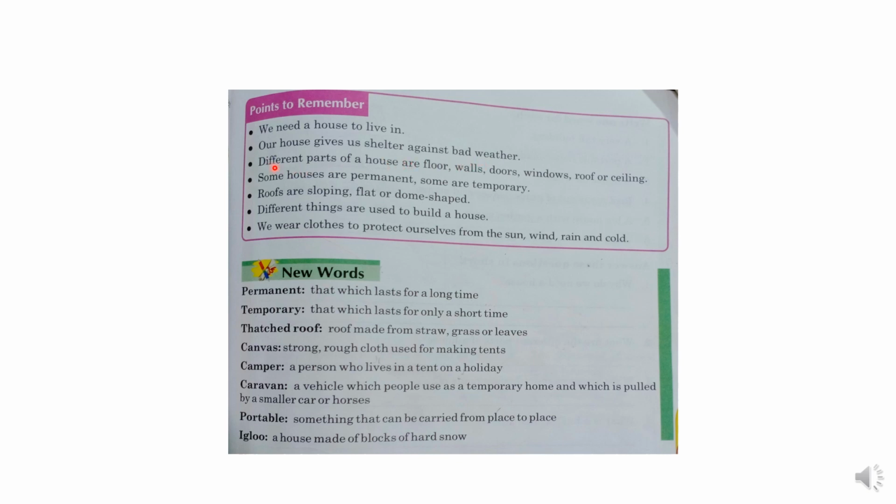Different parts of a house are, as we have discussed in this chapter, floor, walls, doors, windows, roof or ceiling. Some houses are permanent, some are temporary. We discussed permanent houses like skyscrapers, huts and bungalows. These were permanent houses and they last for many years, and we don't have to worry about their repair because they are strong and they are in a fixed place.